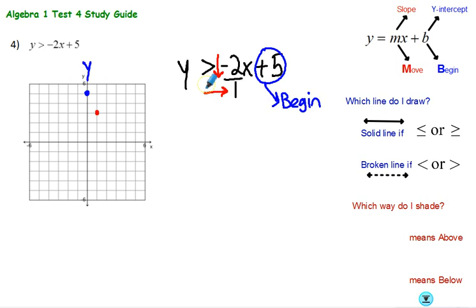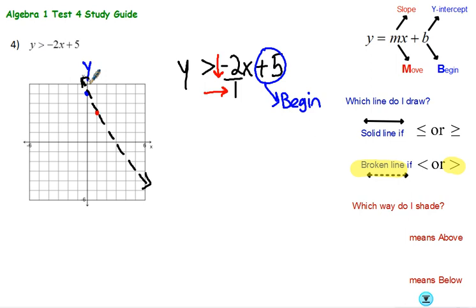I'm looking for a line underneath. I don't see a line underneath. So that's going to be a broken line, right? Since there is no line underneath there, that's going to end up being a broken line because it's a greater than. So let's draw a broken line. And again, it doesn't have to be perfect. We're not really using a ruler or anything here. We're just trying to sketch the graph. And then let's figure out which way we're going to shade this thing.